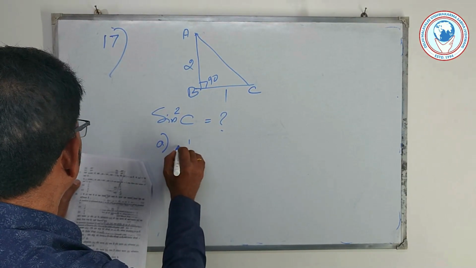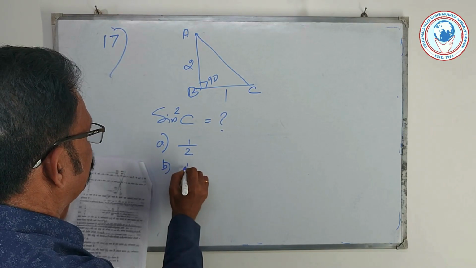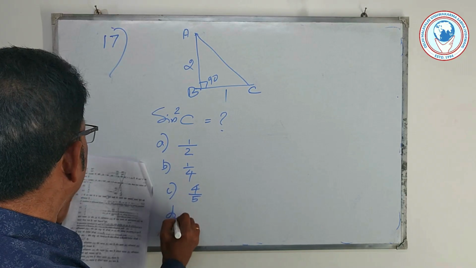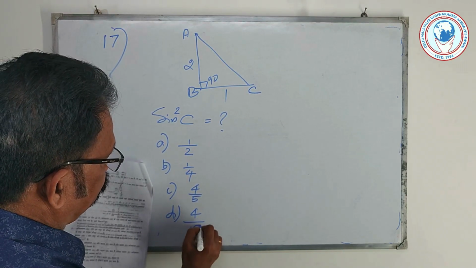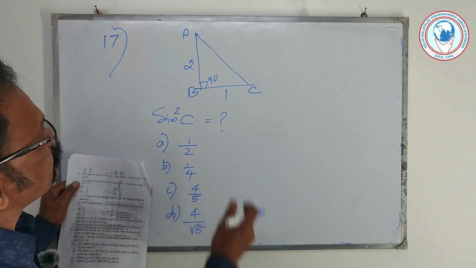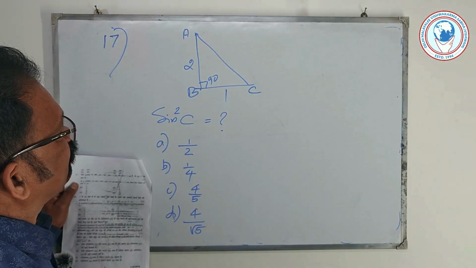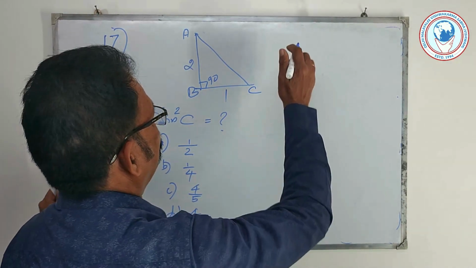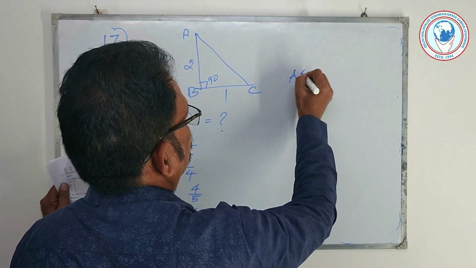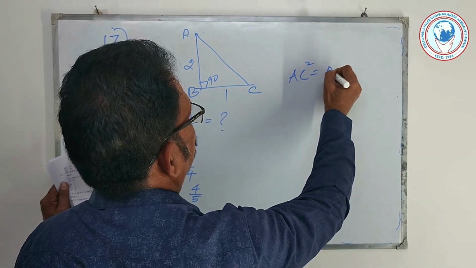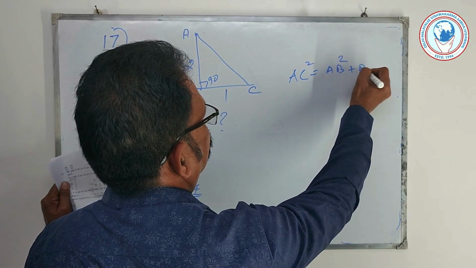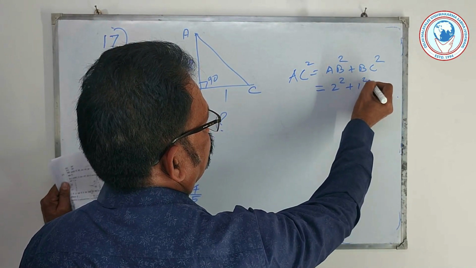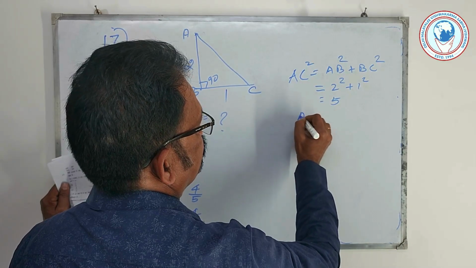Options are A 1 by 2, B 1 by 4, C 4 by 5, and D 4 by root 5. Since it is a right triangle, first we find the value of AC by Pythagoras theorem. AC square is equal to AB square plus BC square, that is 2 square plus 1 square, that is equal to 5. Therefore AC is equal to root 5.